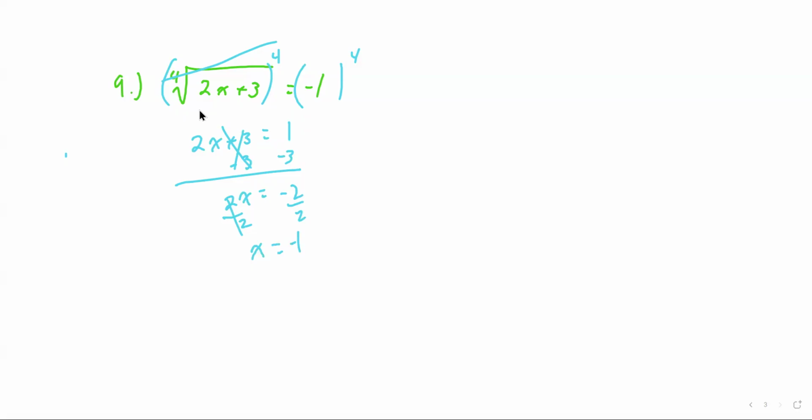We check it. So the fourth root, hold on. Let's put it over here. Fourth root of 2 times negative 1 plus 3 equals negative 1. This will give me negative 2 plus 3, which is 1. The fourth root of 1 is 1, but the 1 does not equal negative 1. So in this case, there is no solution. Empty set. However, they make you write it out. All right, so again, always checking to see if it works.